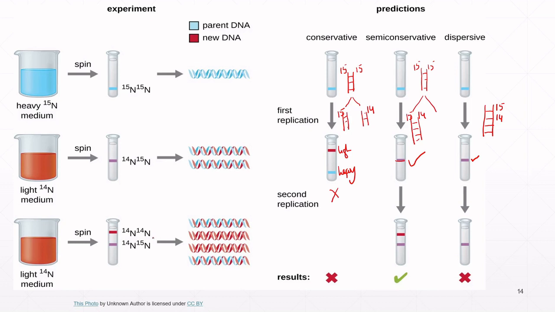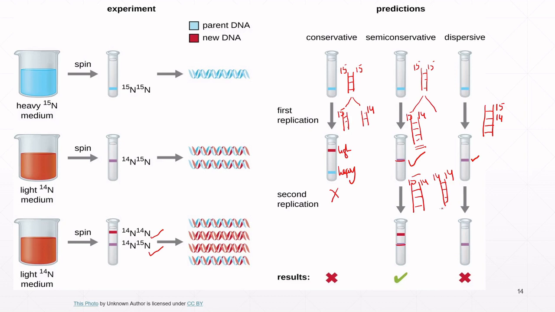according to the experimental result, two bands are formed. One is a light band and the other is a hybrid band. In the semi-conservative mode, this will be the parent DNA, and the parent strands will be separated. One is N15 and another one is N14, and new strands are synthesized on these templates. So here two daughter DNAs are formed, and one daughter DNA has one strand N15 and another N14. So it will form a hybrid band.